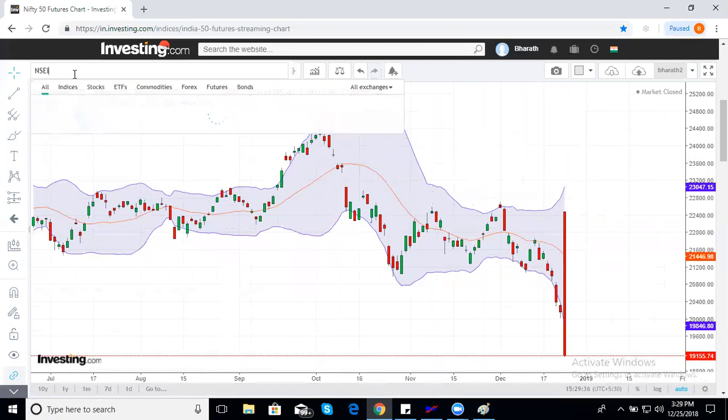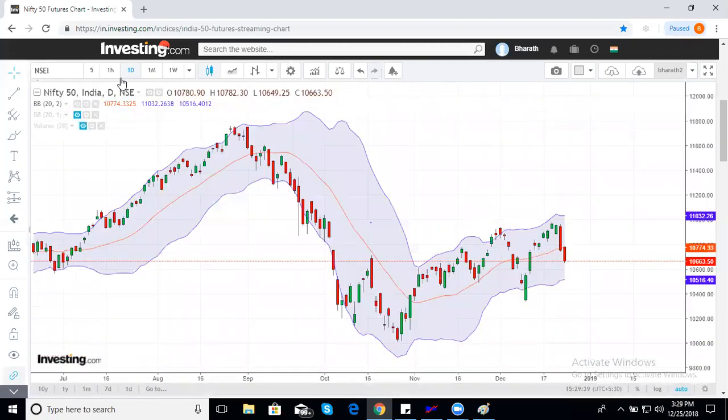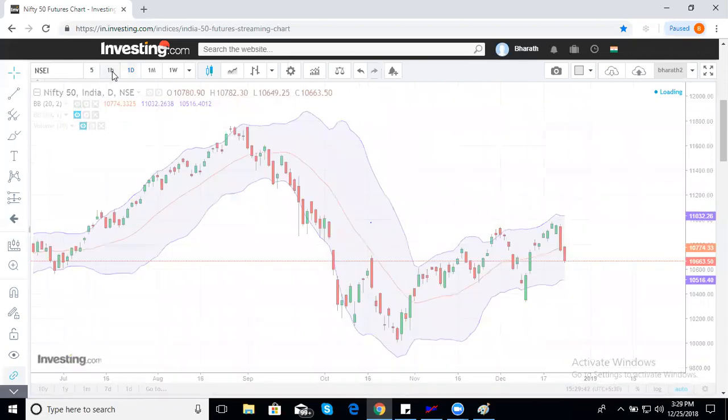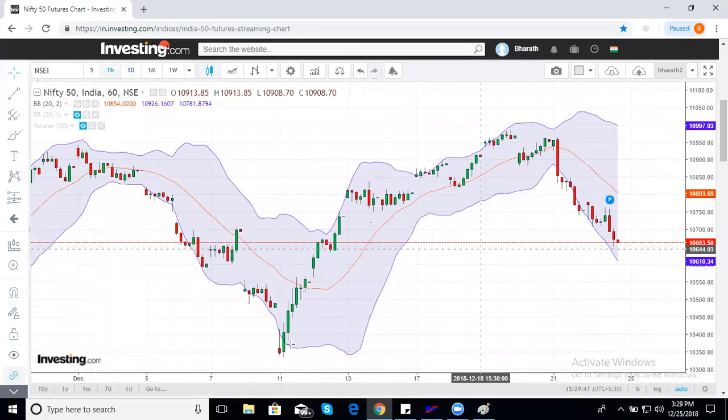NSCI. Let me show you Nifty. It works on daily, hourly, weekly, monthly, anything. Right? Let's see again. Look at this. This is a Nifty hourly chart.